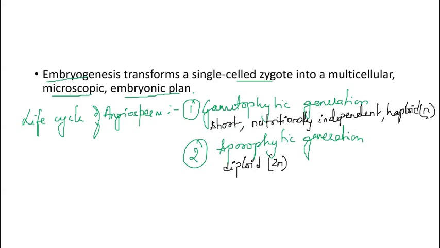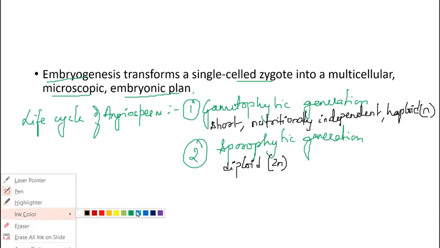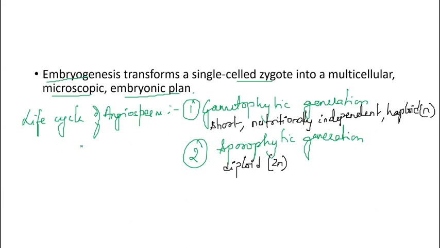So what we see in the life cycle: at first, the gametophytic generation will produce gametes, the male gamete and the female gamete. These gametes will fuse and form a zygote. The male gamete and female gamete will fuse to form the zygote. The zygote will undergo mitosis and form the sporophyte.